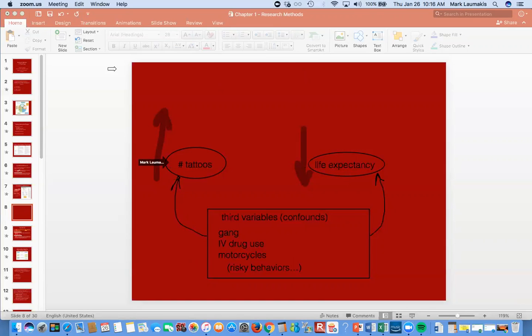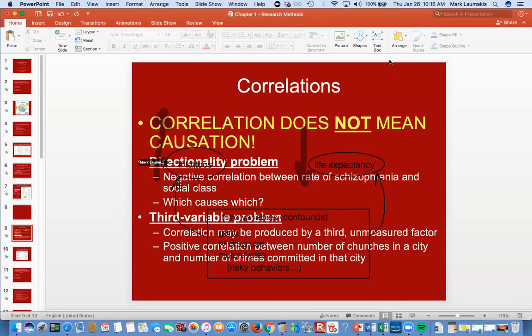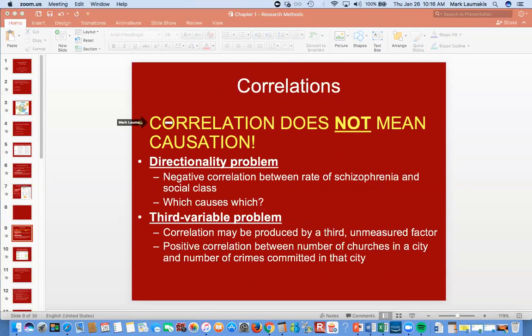So let's get into the discussion of, again, why correlation doesn't mean causation. And in fact, we are going to talk about the second thing here first. So correlation doesn't mean causation. Somebody probably drilled that into your head somewhere along the line. What we've been talking about is the third variable problem. The correlation between X and Y might be produced by a third unmeasured factor, Z, right?